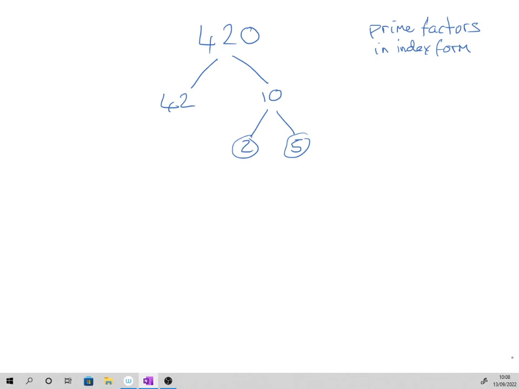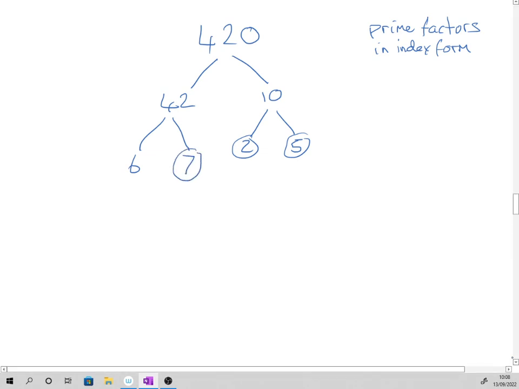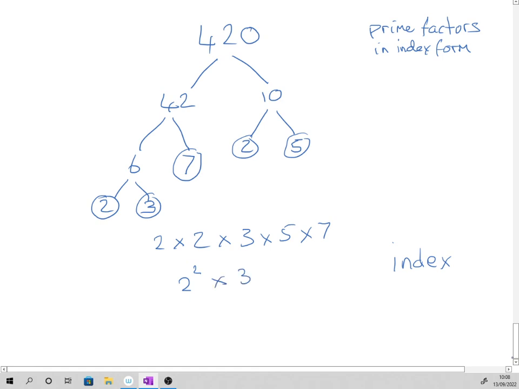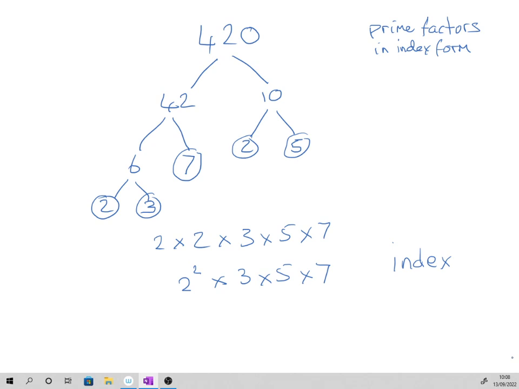Now 42 is 6 times 7. Now 6 is not a prime number, but 7 is. And 6 can be written as 2 times 3. And these are both prime numbers. So now if I put them all in order, I've got 2 times 2 times 3 times 5 times 7. And then I put them in index form. And these 2's become 2 squared times 3 times 5 times 7. There you go. And if you multiplied all this up together, hopefully we get 420.